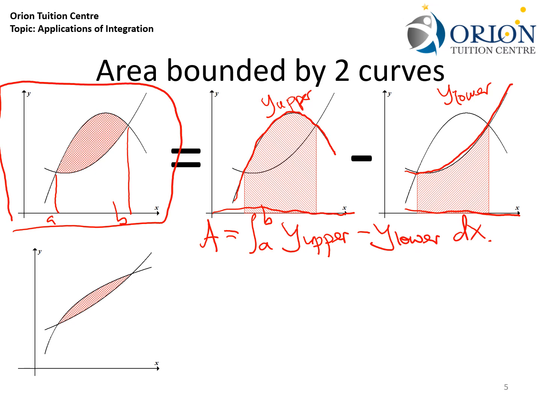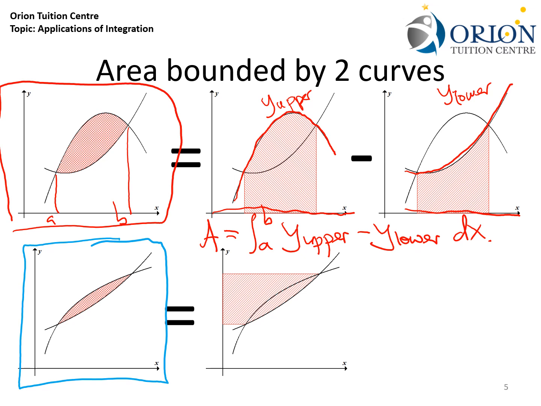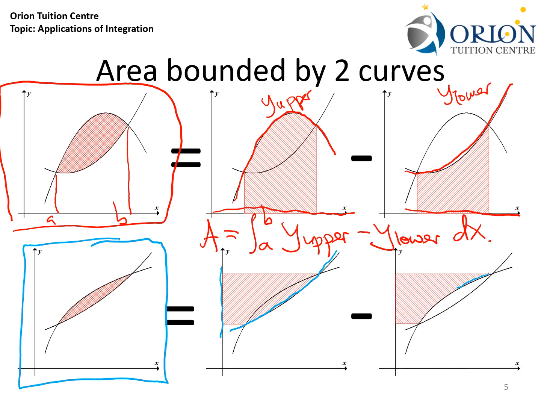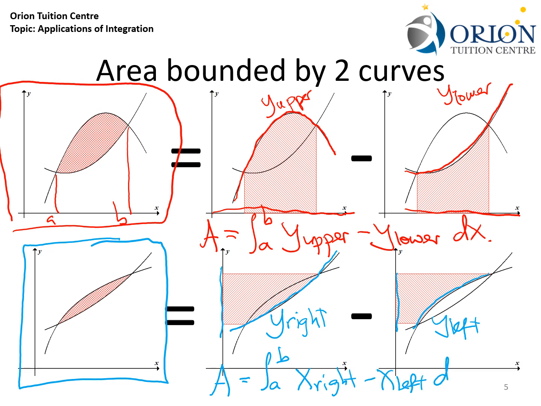Similarly, if I have this region over here, I can find it by finding the area formed between the right curve and the y-axis and subtracting the area formed by the left curve and the y-axis. Let's call them x right and x left. This region can be found using the formula A equals integration of a to b, x right subtracted by x left dy.